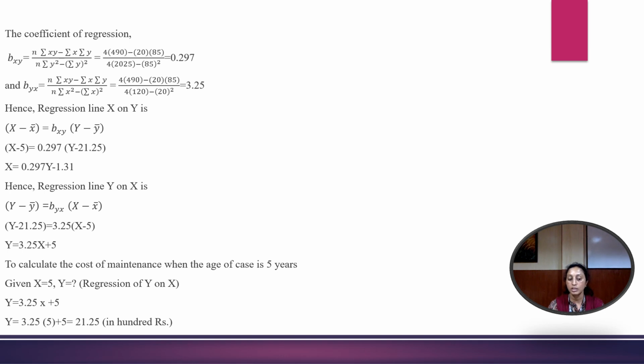Now we know that the X value is equal to 5. That means if the age of the car is 5 years, then what is the maintenance cost? We know X and we want to find the value of Y. So we substitute that in the regression line Y on X. Substituting, we get the Y value, or the maintenance cost, as 21.2500 rupees. So in this way, we can estimate the unknown value with the help of a known variable value through the regression analysis concept.